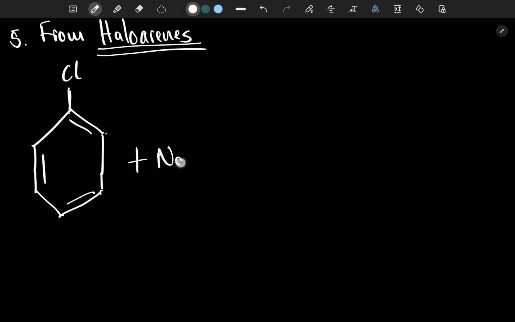Now, if we add NaOH, we know what's going to happen. This group 7, when he sees your base, he freaks out and runs away, and you're going to have OH there. But now, this is a 2-step process. This is a 2-step process from haloarenes, which is a group 7 on our benzene. Both of the ways we make phenols are 2-step processes.